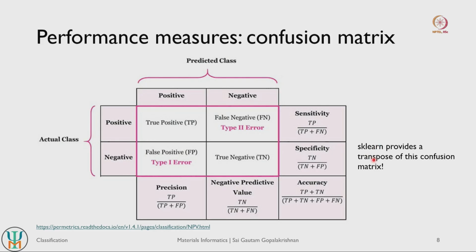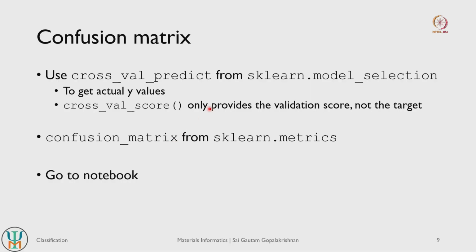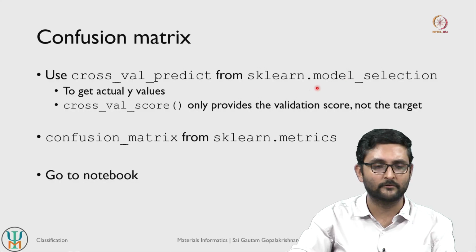And the nice thing about scikit-learn is that it can generate these confusion matrices quite readily, but note that scikit-learn will often produce a transpose of this confusion matrix, right. So it will not produce this matrix in the exact form, you may have to create a transpose to get this form, okay. And how do you get the confusion matrix? So you basically use the cross_val_predict function from the scikit-learn model selection module.